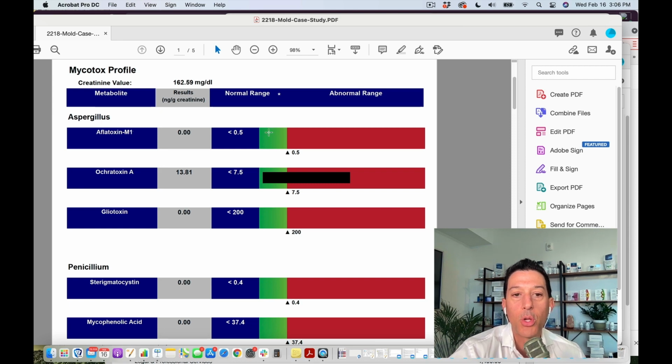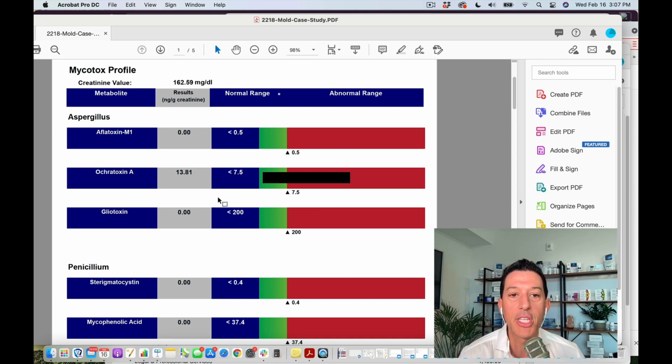Now, this individual wellness client was perfectly fine on aflatoxin M1 and gliotoxin, no problems at all. But ochratoxin, we wanted them below a 7.5. When we see their lab, they're about halfway into the abnormal range. They're a 13.1, so they're more than double their normal. This is exactly what I would say to the wellness client as well: this is not a tragic level of mold. It's in the abnormal range, but it's not massive mold exposure. There's mold exposure, don't get me wrong, but this is not massive.